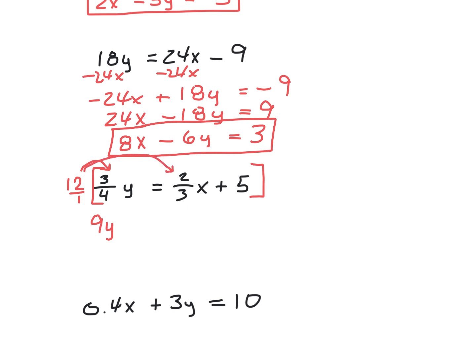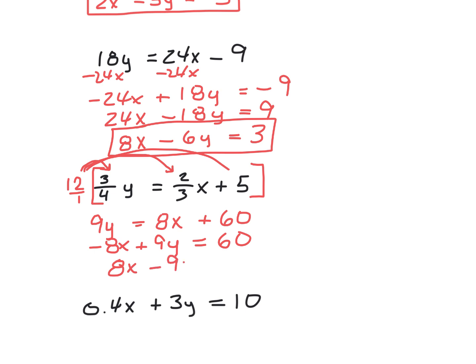Same thing here, either top, top, bottom, bottom, or cross cancel. You can end up with 8x plus 60. Then it's just a matter of getting that x on the left-hand side with the y. And let's make sure that a is positive, so we're in a negative through. And that is standard form.